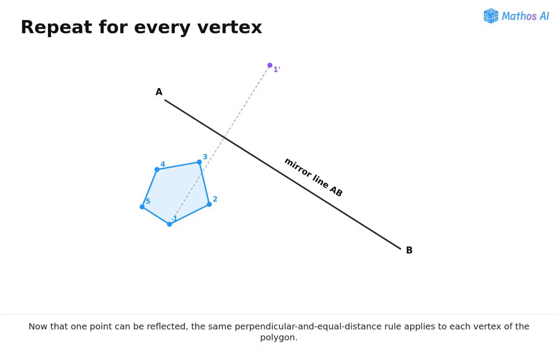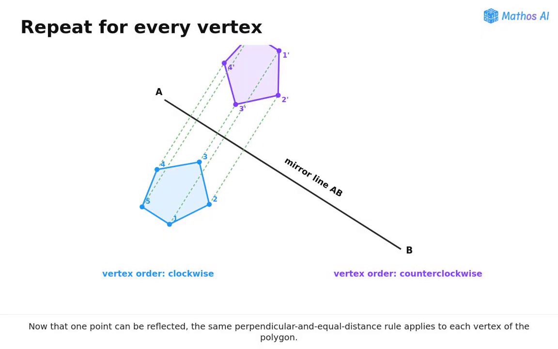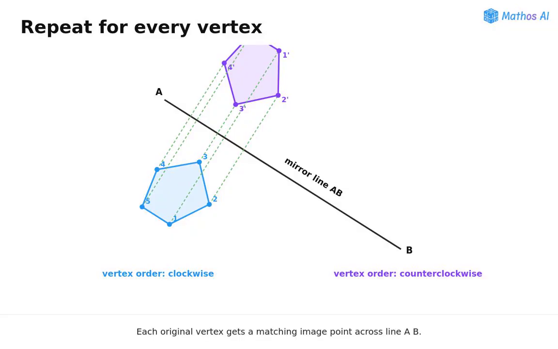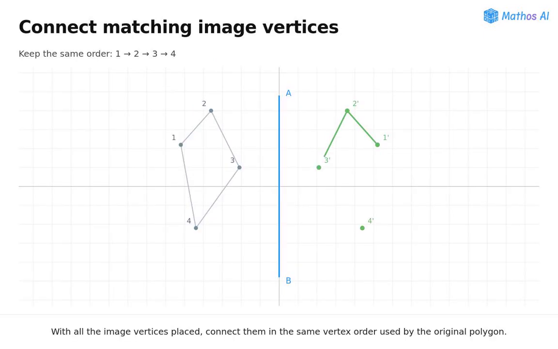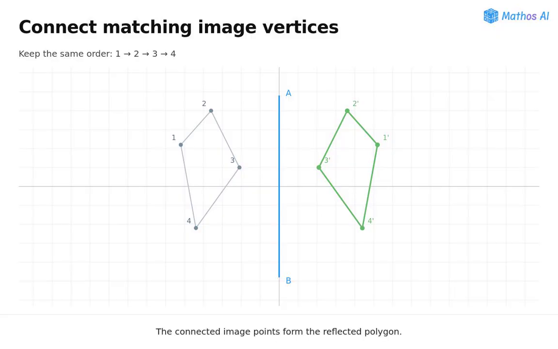Now that one point can be reflected, the same perpendicular and equal distance rule applies to each vertex of the polygon. Each original vertex gets a matching image point across line AB. With all the image vertices placed, connect them in the same vertex order used by the original polygon. The connected image points form the reflected polygon.